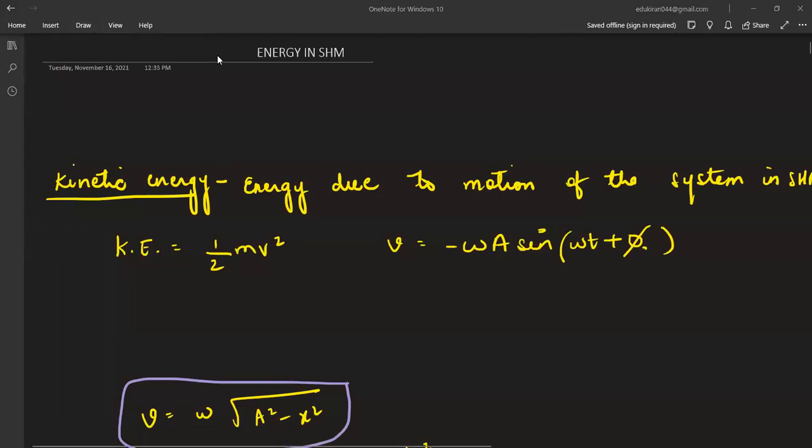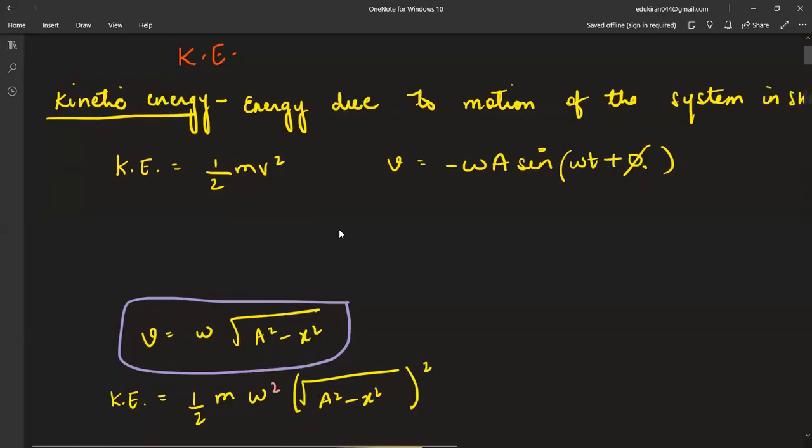Now when we're talking about the total energies in SHM, you have the kinetic energy and the potential energy, both of which we have discussed. Kinetic energy's formula is half mv square. Velocity equation we know, minus omega a sine omega t plus phi naught. So kinetic energy will be half m, and squaring this term, omega square a square sine square omega t plus phi naught.